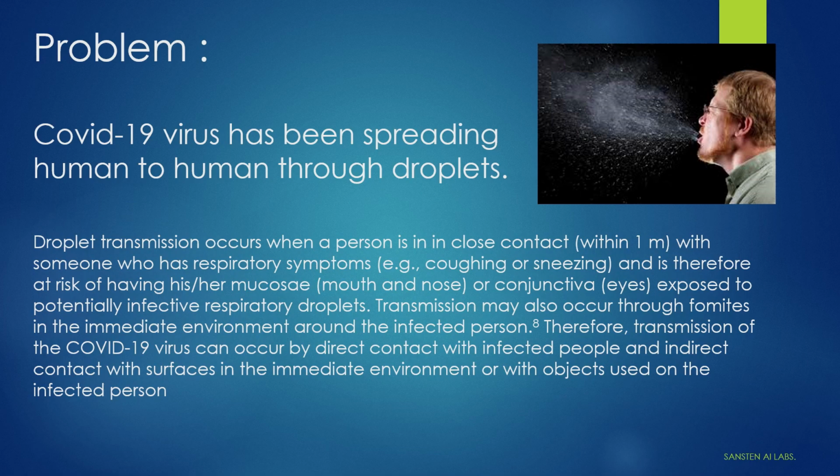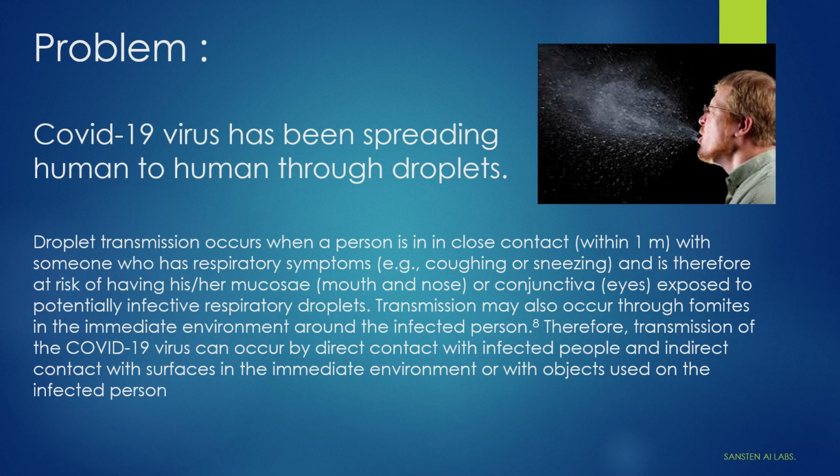that infected person. Transmission may also occur through fomites such as keyboards, door handles, and mobile phones, which are typically used by others. In general, the virus can spread by direct contact with infected people and indirect contact with the surfaces that we talked about.